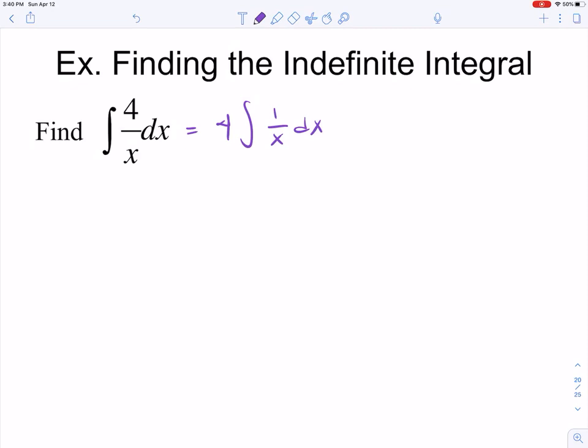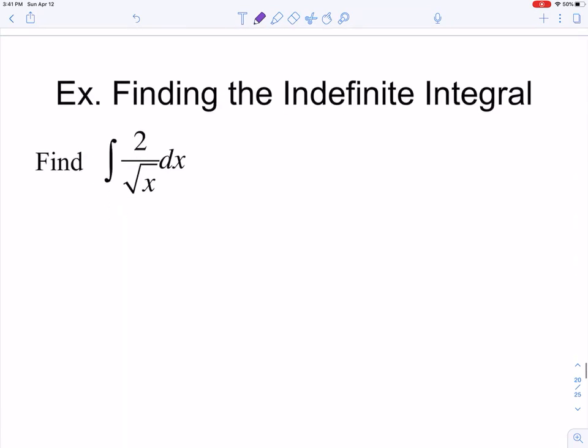Okay, I can pull out a 4 when I integrate 4 over x. Okay, so the integral of 1 over x, remember, is natural log of absolute value of x. And that'll end up being times 4. Don't forget your plus c.